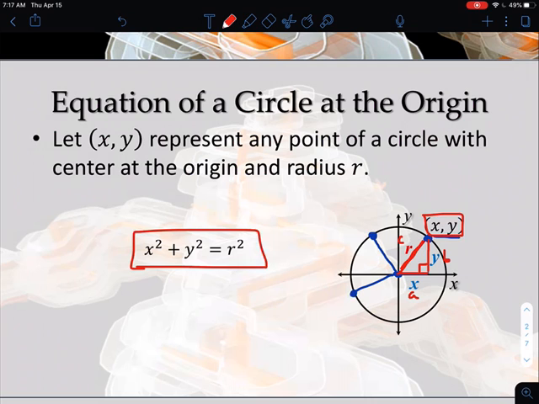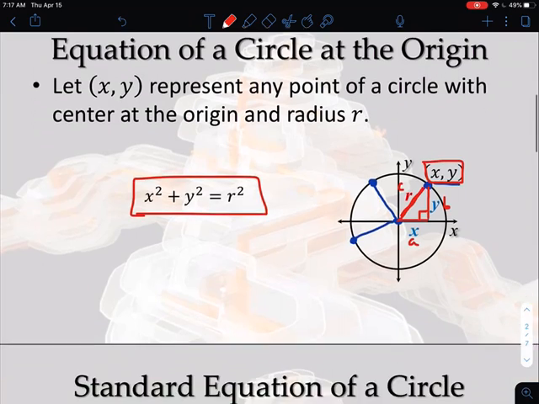So if we have a circle with a center at 0, 0, so a circle at the origin, then we can go ahead and set up the Pythagorean theorem. If we know a point, we can do x squared plus y squared equals r squared. And so as long as we know what the radius is, we're able to write the equation of the circle.